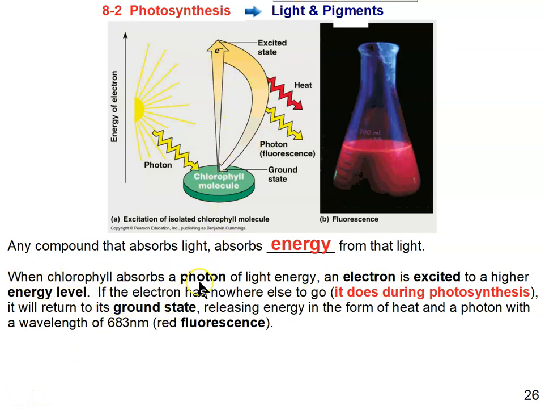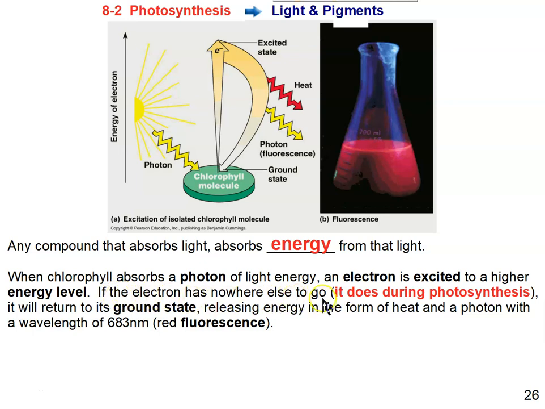So when chlorophyll absorbs a photon of light, that's what we're seeing here, an electron is excited. Remember, electron, that's the symbol for electron, a lowercase e with a superscript minus, because electrons are negatively charged. So the electron is excited to a higher energy level, as we say, or an excited state, as they have labeled in the diagram. Remember, the electrons orbit the nucleus in atoms at different energy levels. So that's basically what we're talking about here.